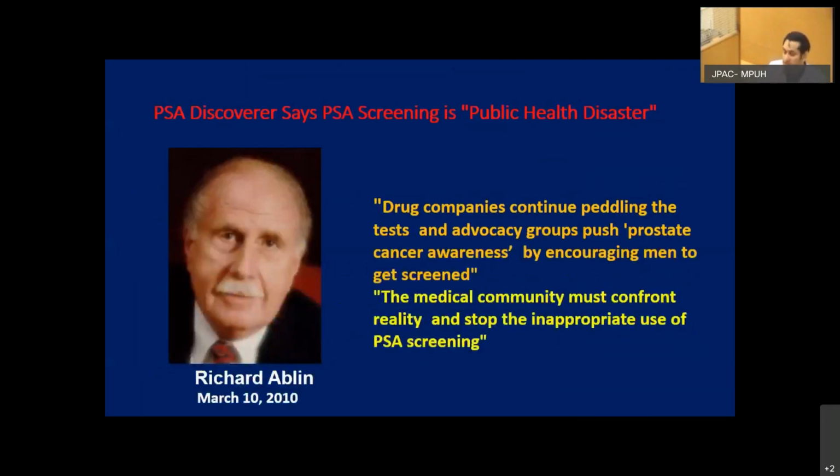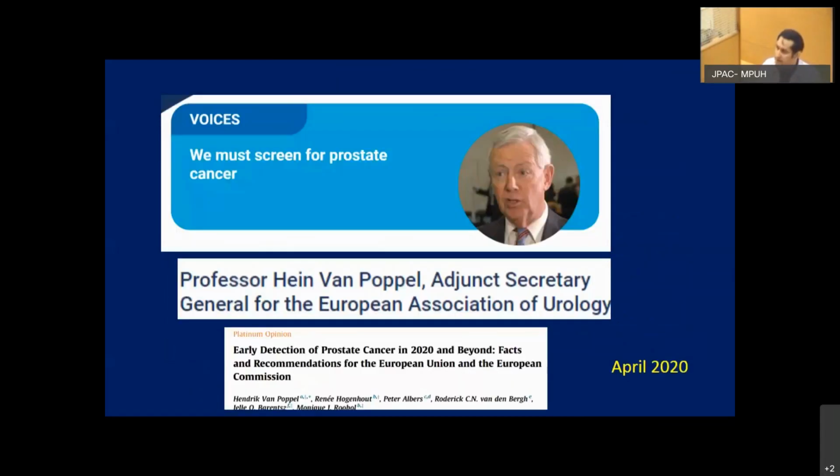Also, this was compounded by one more thing. Richard Ablin, on March 10, 2010, who was the discoverer of PSA, quoted in an interview that drug companies continue peddling the tests, and the medical community must confront reality and stop the inappropriate use of PSA screening. This led to more controversies during 2010. But now the voices are coming up again. This is from a 2020 paper by the Van Poppel group, and he says that we must screen for prostate cancer.